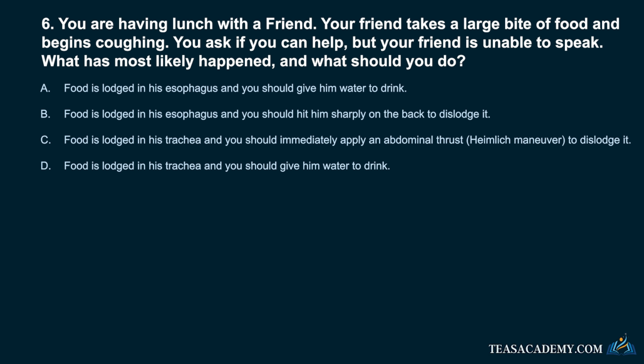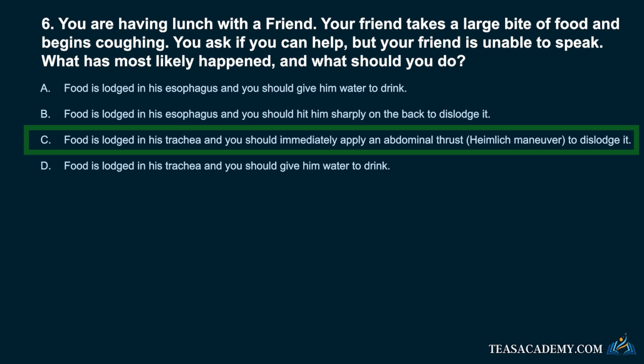6. You are having lunch with a friend. Your friend takes a large bite of food and begins coughing. You ask if you can help, but your friend is unable to speak. What has most likely happened, and what should you do? A. Food is lodged in his esophagus and you should give him water to drink. B. Food is lodged in his esophagus and you should hit him sharply on the back to dislodge it. C. Food is lodged in his trachea and you should immediately apply an abdominal thrust, Heimlich maneuver, to dislodge it. D. Food is lodged in his trachea and you should give him water to drink.